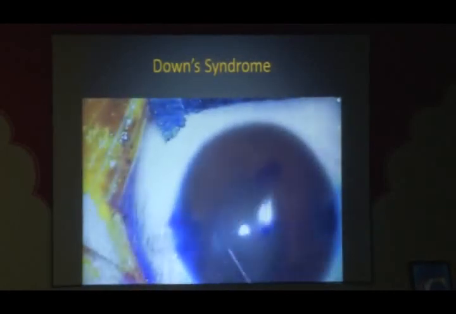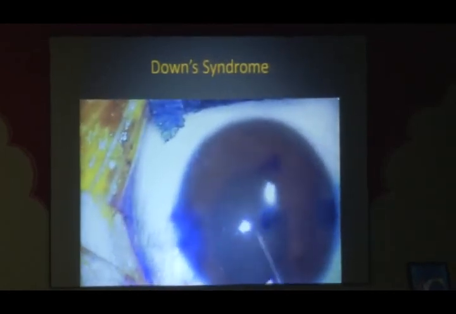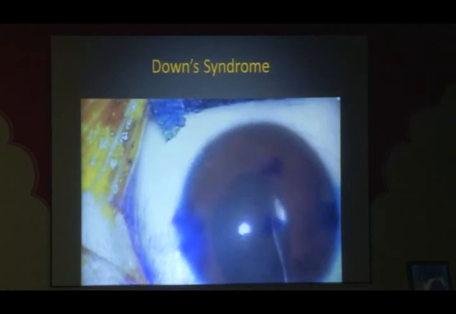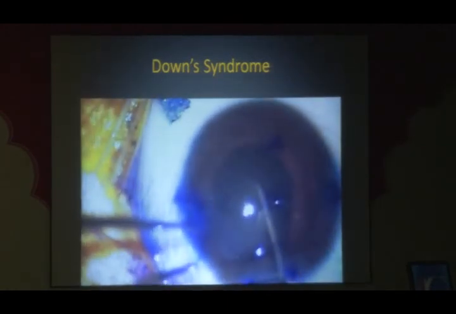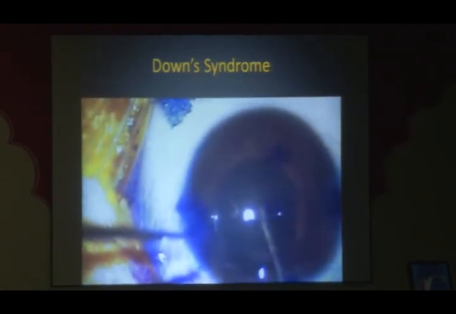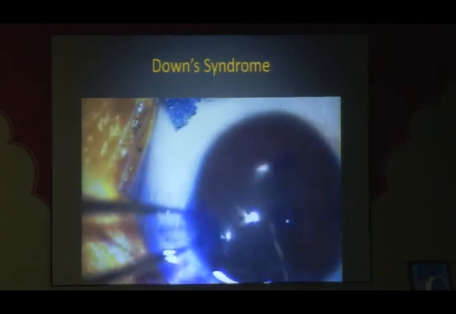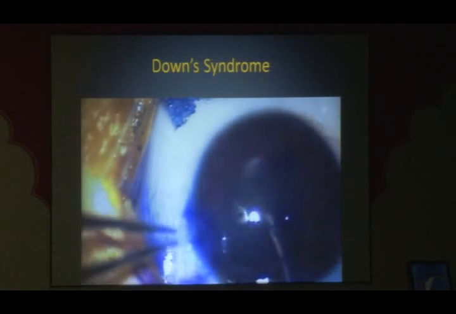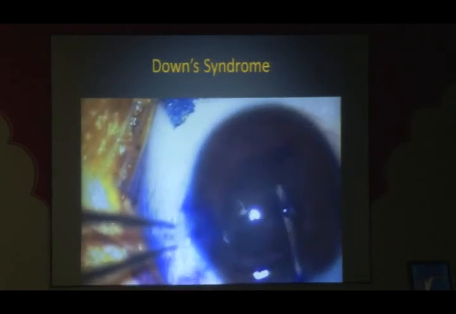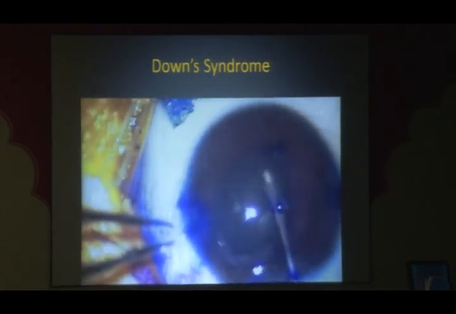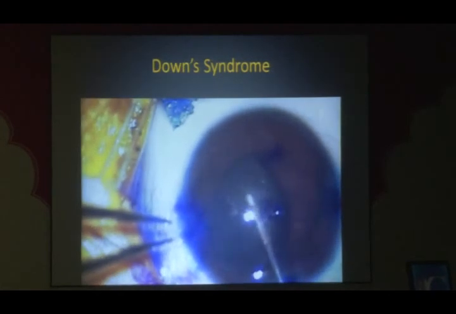Now, I'll prepare, center the lens, make sure everything is okay. And then I'm preparing for the posterior continuous curvilinear capsulorhexis under the lens. But I feel comfortable now because I have the lens in the eye. I know where the haptics are. I made it easy.